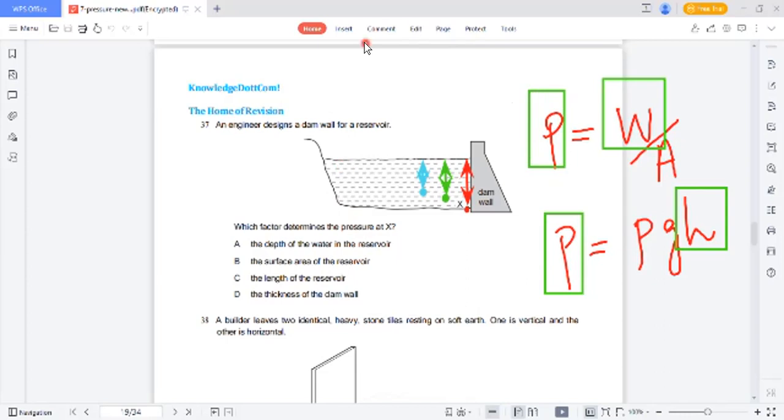Okay, let's see the options. The thickness of the dam wall has no concern with the pressure. The length of the reservoir has no connection with the pressure. The surface area of the reservoir has no concern because we consider the surface area which is just connected with x. So we are left with only one thing, which is the depth of the water in the reservoir, which is here as well. Okay.